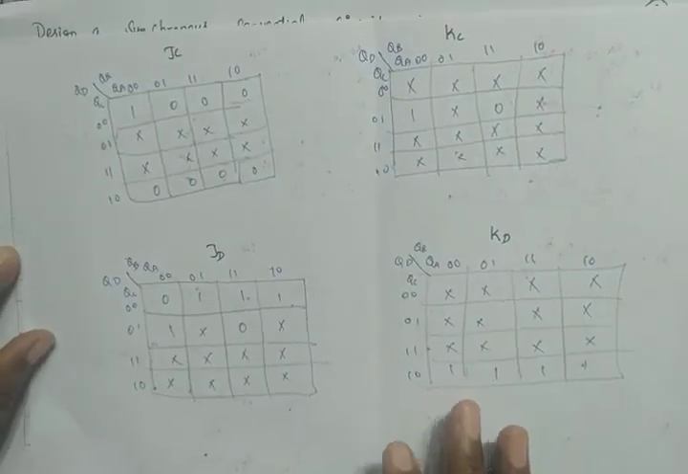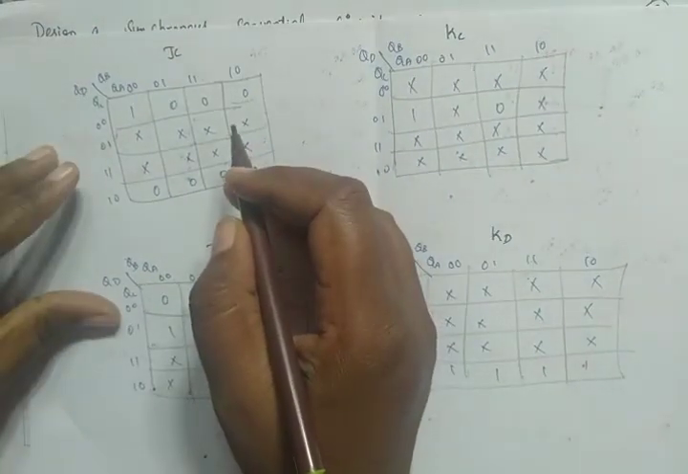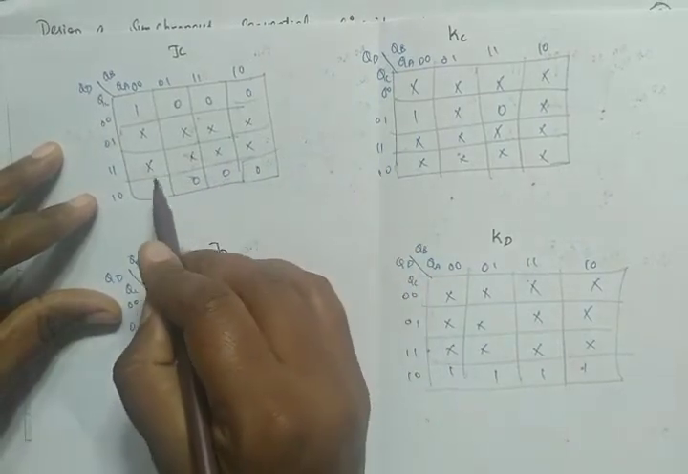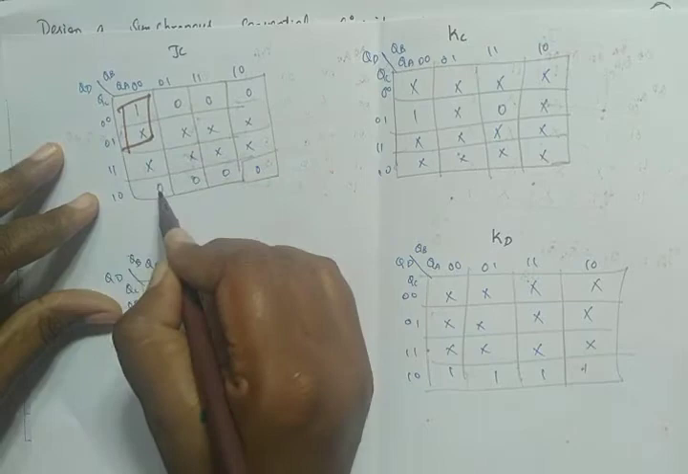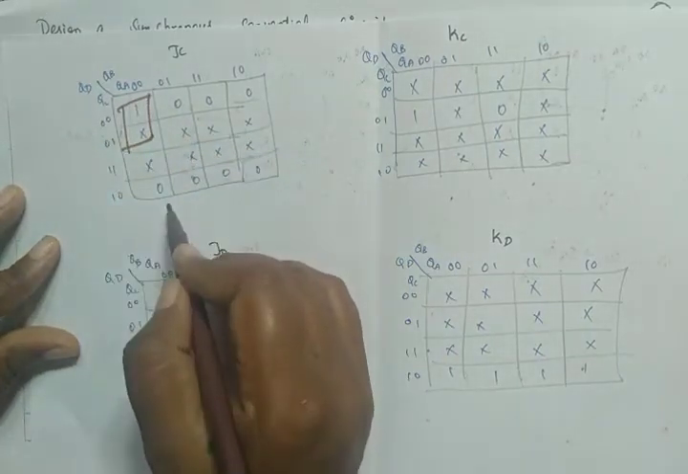Then let us move on to the next, that is JC, KC. Here we have JC. Now check here. Here we have only 1 1. So this is enough. If we have X here, we can combine these 4 cells.